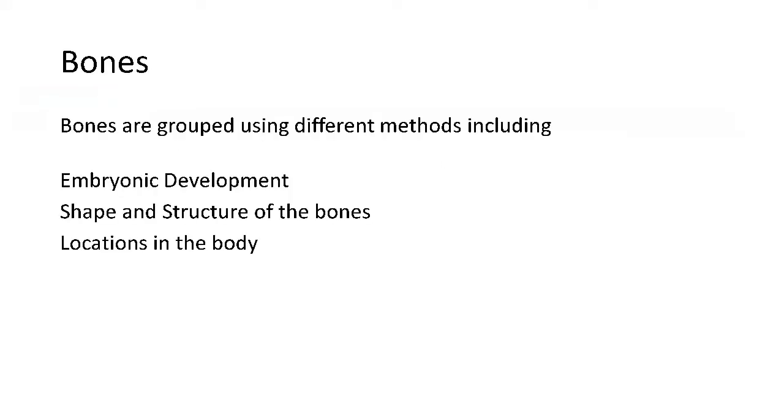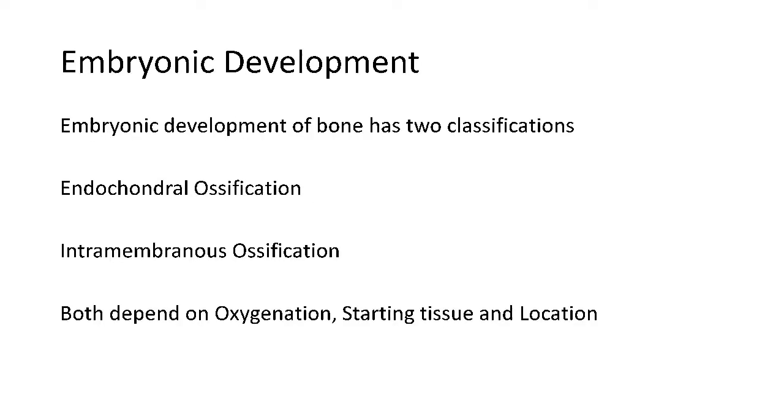So to start with, bones are grouped using different methods, including the embryonic development, shape and structure of the bones, and location of the body. This lecture is going to focus on bone embryonic development, and we will see that embryonic development has two basic bone classifications. One is endochondral ossification, and I want you to focus on the chondral portion of this statement, which means that we know that this has to involve cartilage.